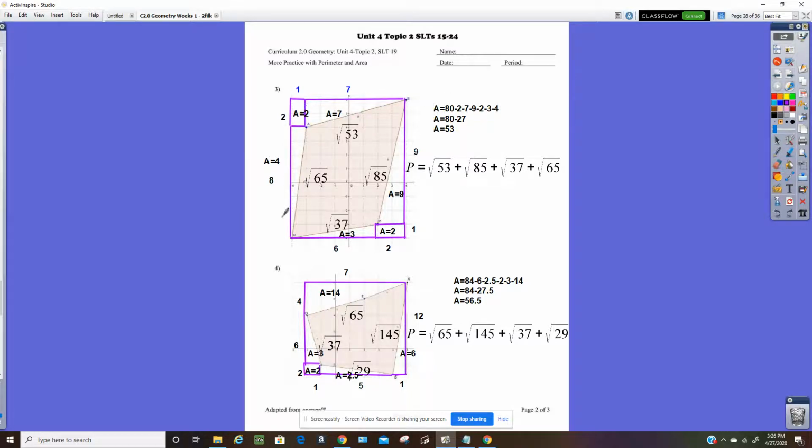So the area of this rectangle is 8 by 10. That's 80. And then subtract out the 4 triangles and the two small rectangles there. You end up with 53. For the perimeter, the way I found these sides was to use Pythagoras. So for example, 1 squared plus 9 squared.